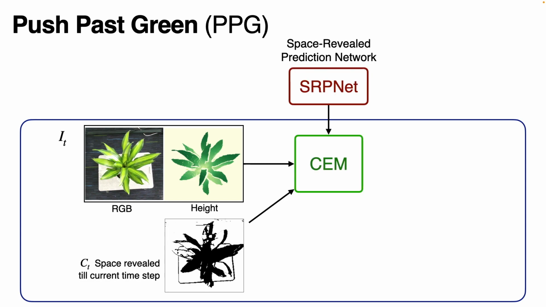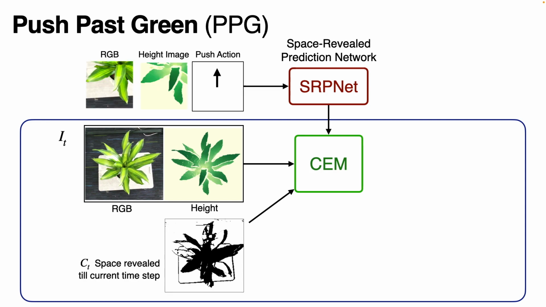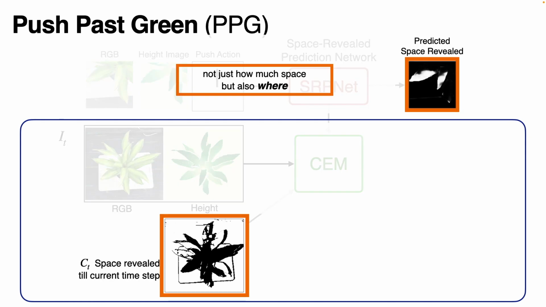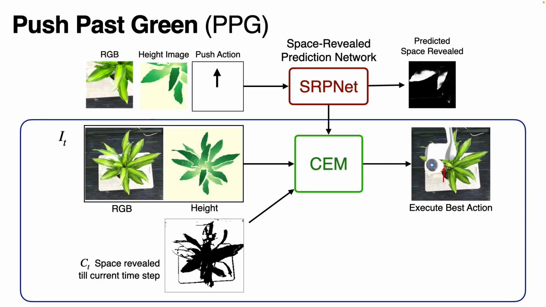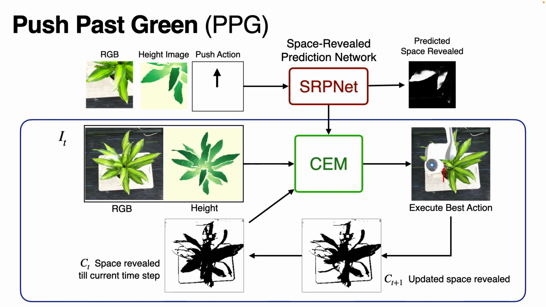The sampled actions are evaluated using the Space Revealed Prediction Network, SRPNet. SRPNet takes in RGB and height images cropped around the action start location, along with the push action to predict where space is revealed. Our network does not just predict how much space is revealed, but also where. In this way, we can rank the sampled actions by how much new space they can reveal. We subtract the area that has already been revealed from SRPNet's output. Upon executing the best action found by CEM, we observe the space that is actually revealed, and update C sub t for the next time step.